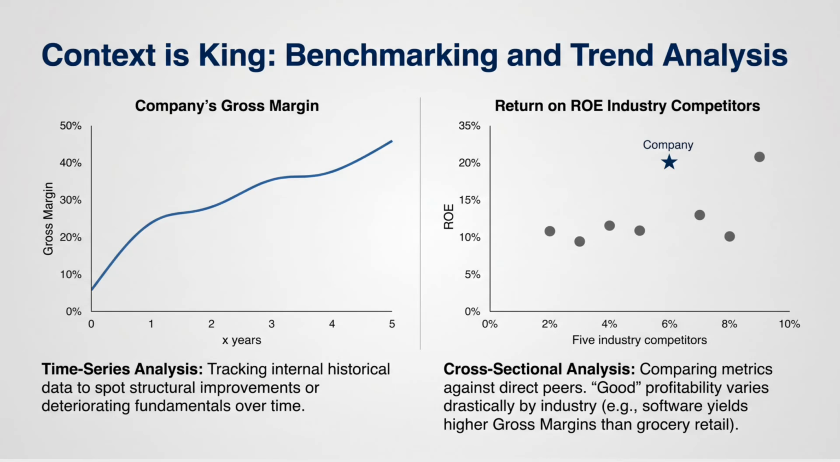The time series line shows how gross margin evolves internally, revealing structural improvements or deteriorations, while the scatterplot benchmarks ROE across competitors, demonstrating that what counts as a good margin or return varies widely by industry and peer group.